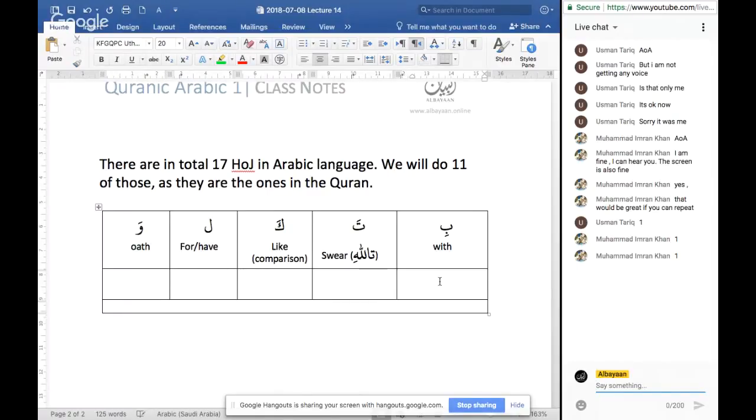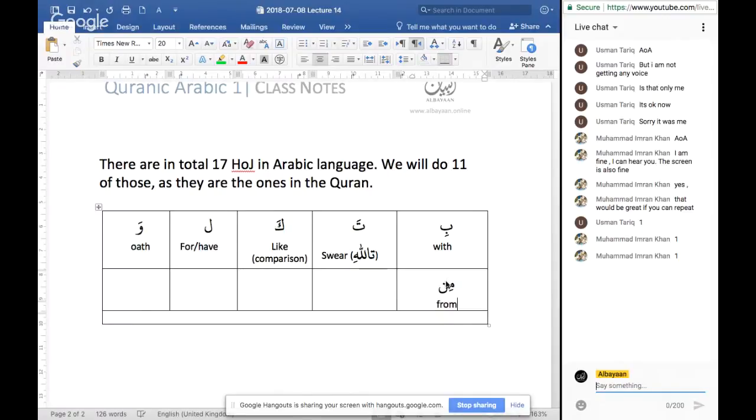Okay, kaf, lam, waw. These are the 5 harfs we have done. We need to do 6 more. It's pretty simple to memorize as well. There are very small rules, inshallah. The other one you may see quite a lot is min. Min means from.